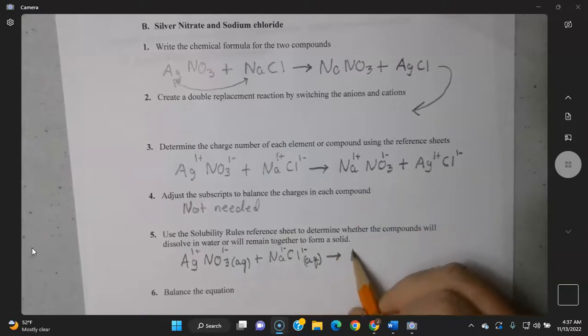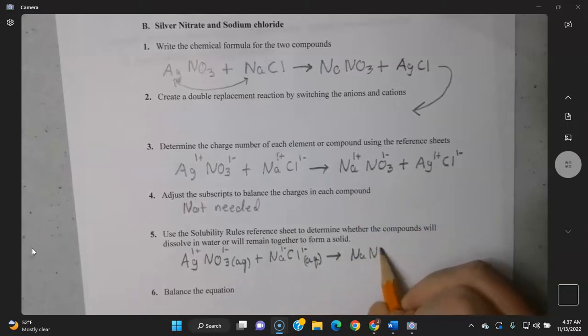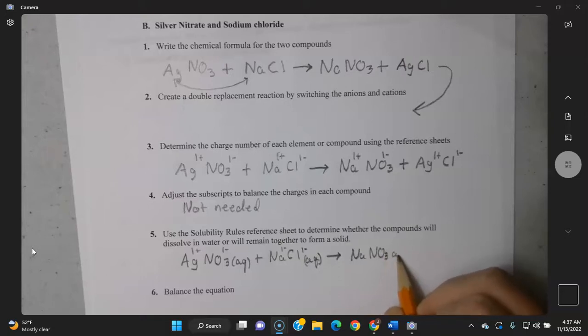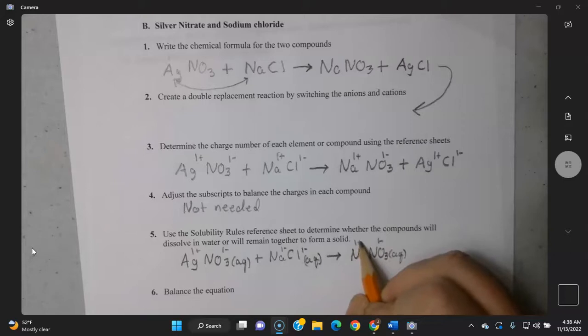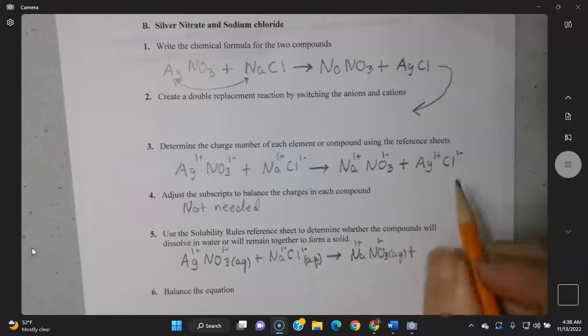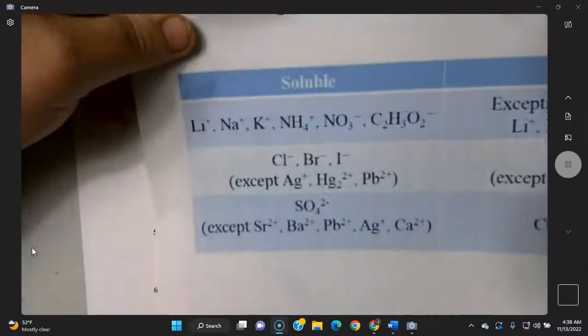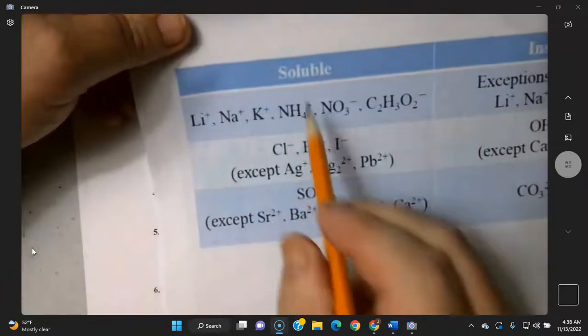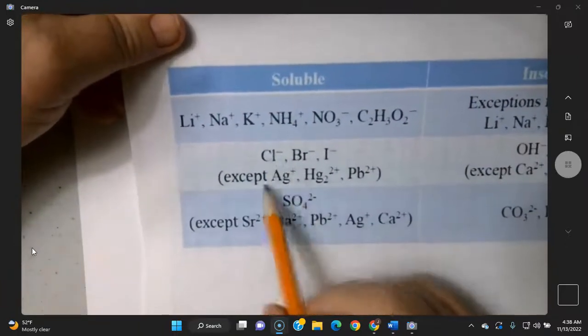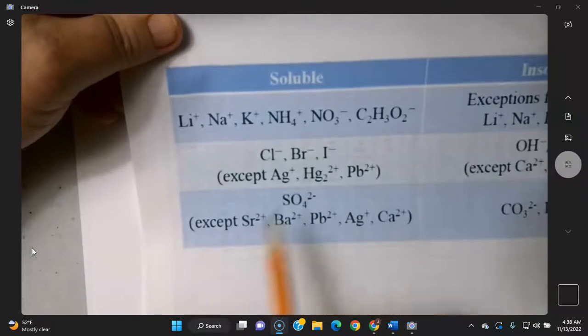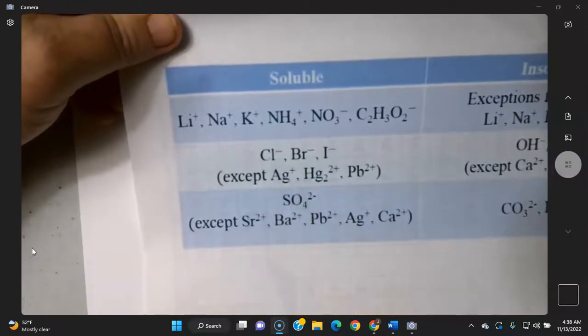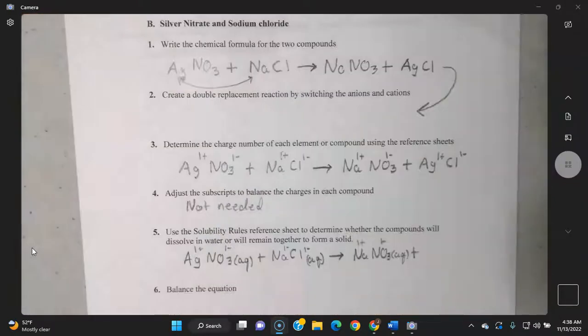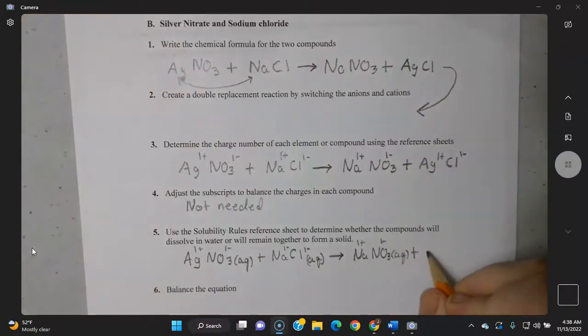Now we have NaNO3, and we already saw that NO3 dissolves with anything. And then AgCl, we come over here and we see that Cl dissolves with anything. It's in the soluble column except if it's attached to one of these three. And it is, AgCl. So that's not soluble. That means it's going to form a solid called a precipitate.